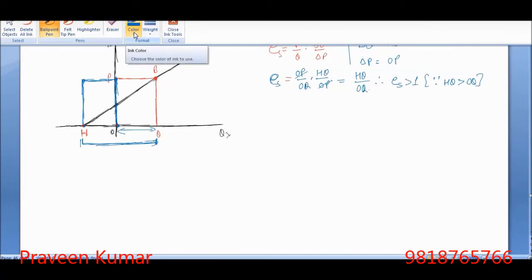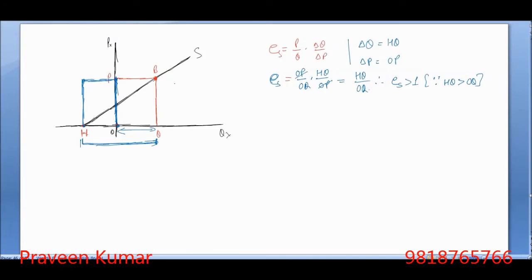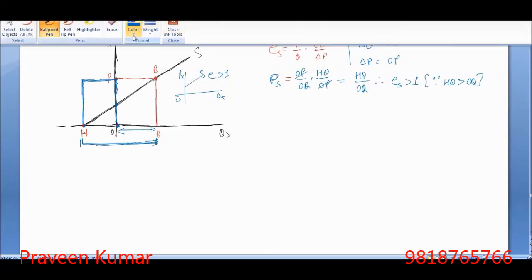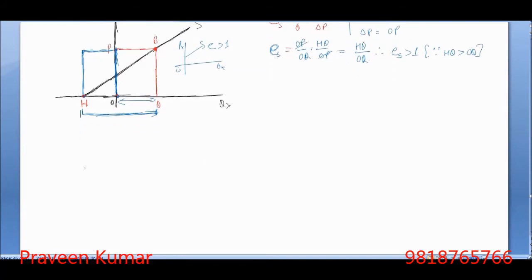And let us see another case. Hence in this case, when the supply curve starts from the vertical axis, intercept is on the vertical axis, the elasticity of supply is greater than 1. That is the reason. Let's draw another curve where the elasticity is less than 1.